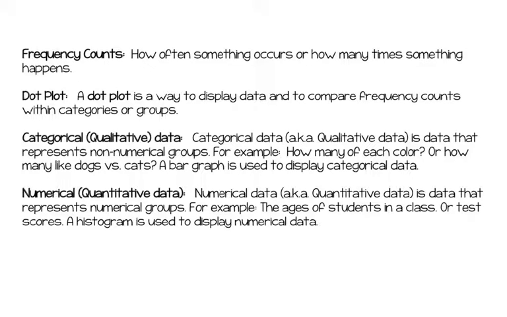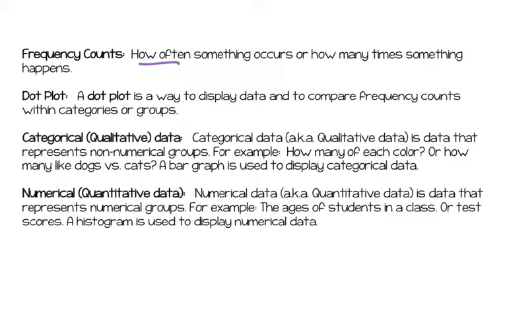So if you're taking a survey and you're asking people, what's your favorite animal? And you have people say dog and cat and horse and mouse or whatever. And if you have like 3 people say dog, then that's the frequency count for dog. And 15 people say mouse, and so that 15 would be the frequency count for mouse. So frequency count is just how often something occurs.